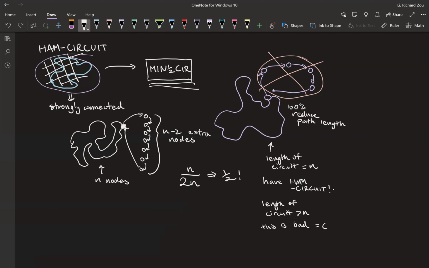And there's no Hamiltonian circuit. So we can finally link these two problems. We take this black box, solve the problem, do some checks, then we can say with certainty if there's a solution to Hamiltonian circuit or not.